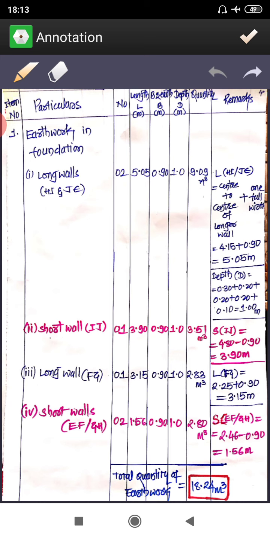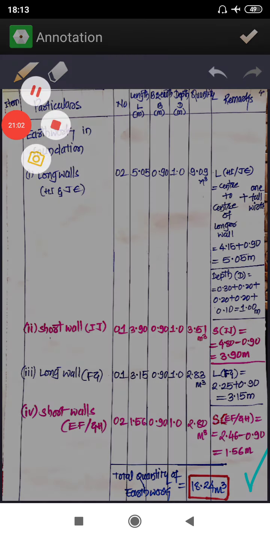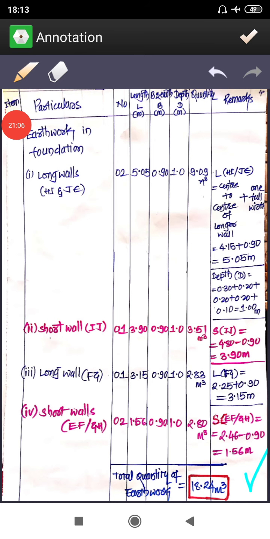HI and JE, two numbers; IJ is one number; FG is one number; EF and GH, two numbers. So these walls' excavation I have to add. So totally it is 18.24 meter cube, the total quantity of earthwork excavation. The same pattern I have to carry for this long wall and short wall for other quantities.